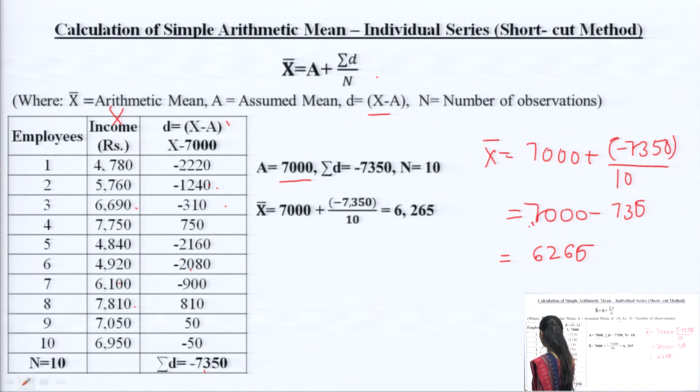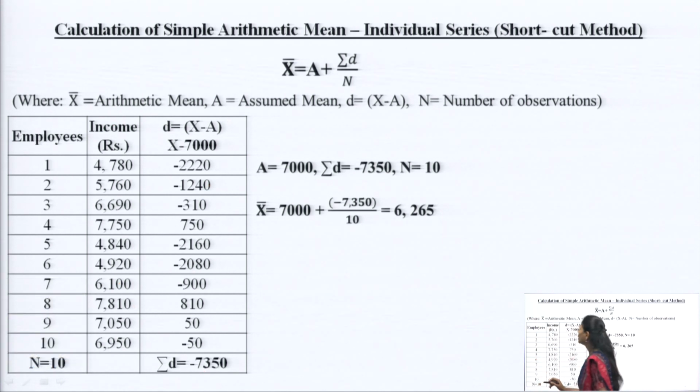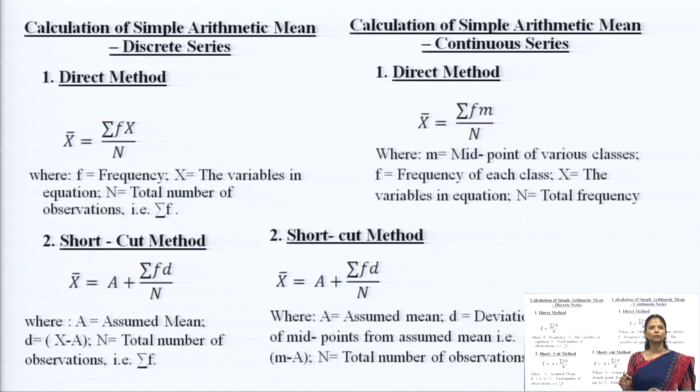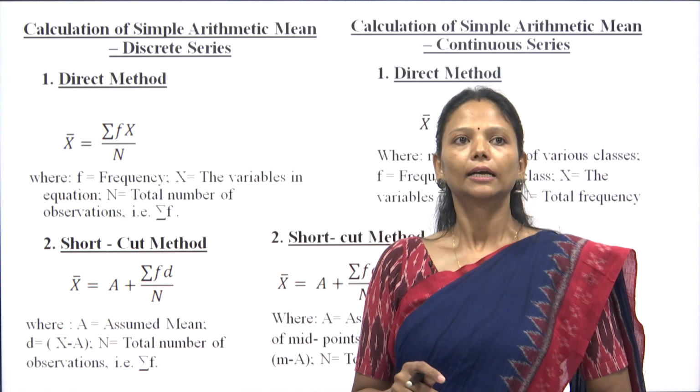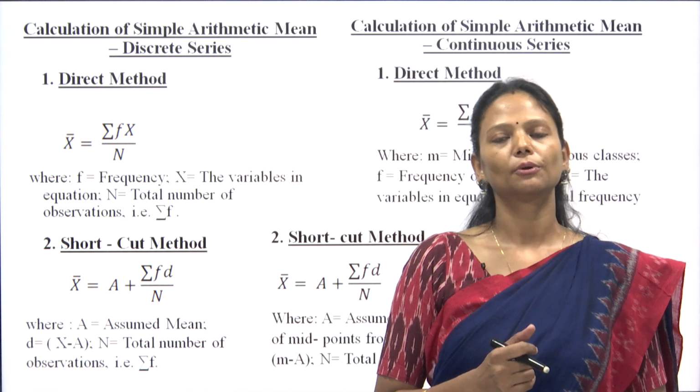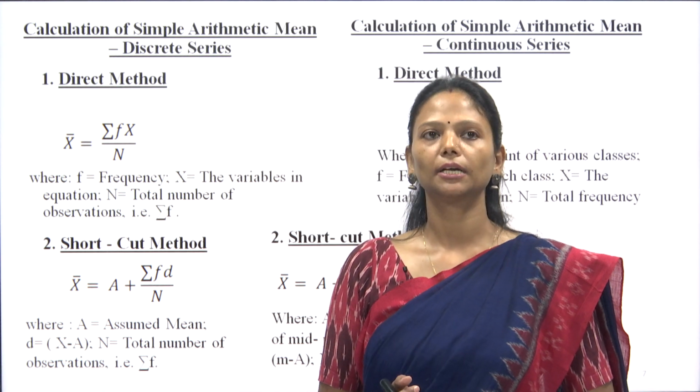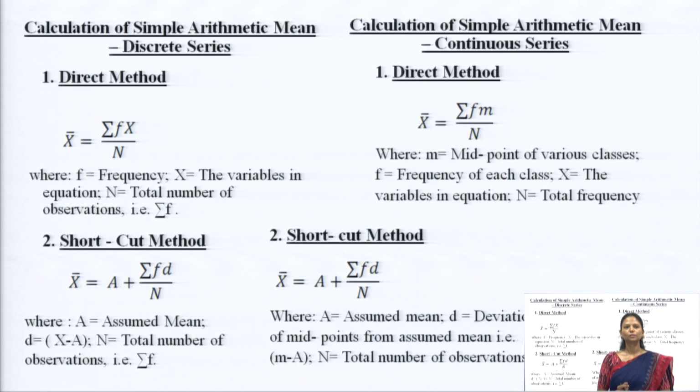Now, moving ahead, there are two more different methods as to how to solve the questions. Simple arithmetic mean can be solved by two more methods. One is called discrete series and the other is called continuous series. The last question which we did was an individual series, but there are two different kinds of series as well. One is called discrete series and the other is called continuous series.